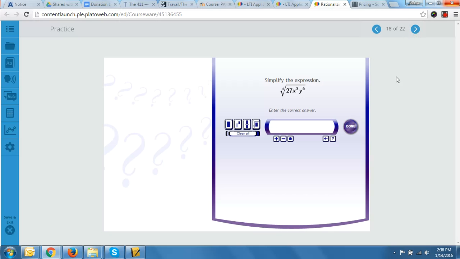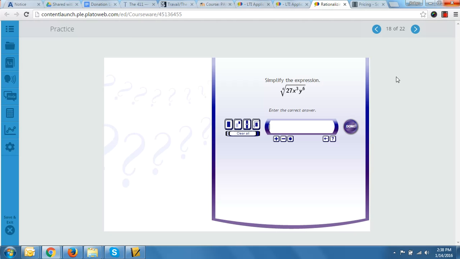The next problem is going to be the 6th root of 27x to the 3rd, y to the 6th. I'm trying to see if they gave me this sample problem to walk through earlier. They did not, so we'll just walk through this one together. For this particular problem, again, I am going to rewrite this using fractional exponents. So I'm going to have 27 to the 1/6, x to the 3rd to the 3/6, and y to the 6/6.